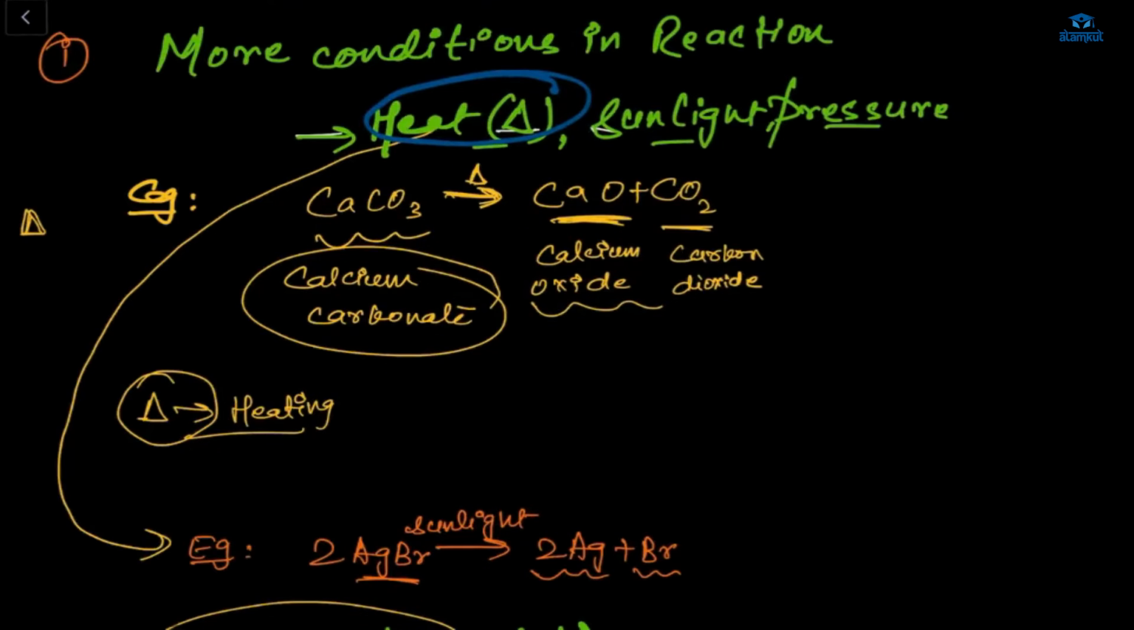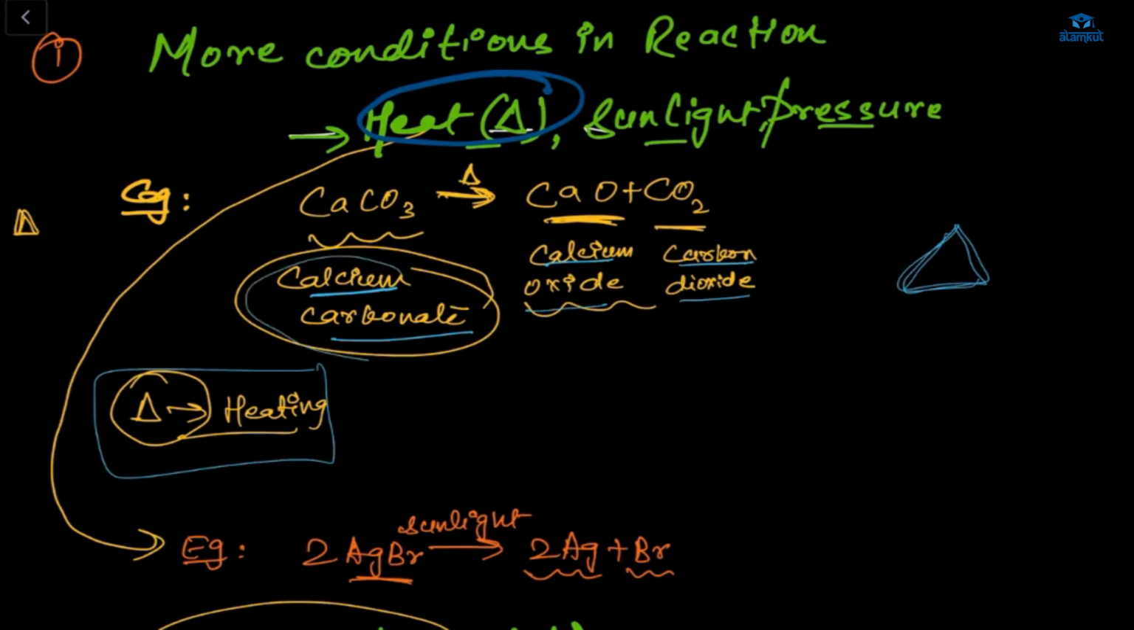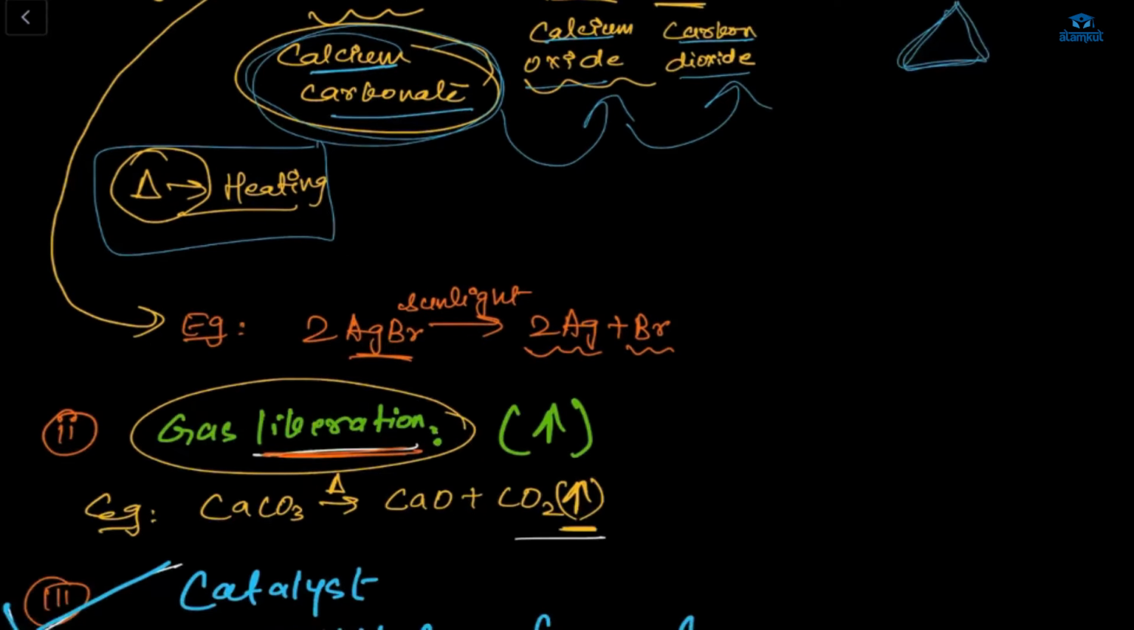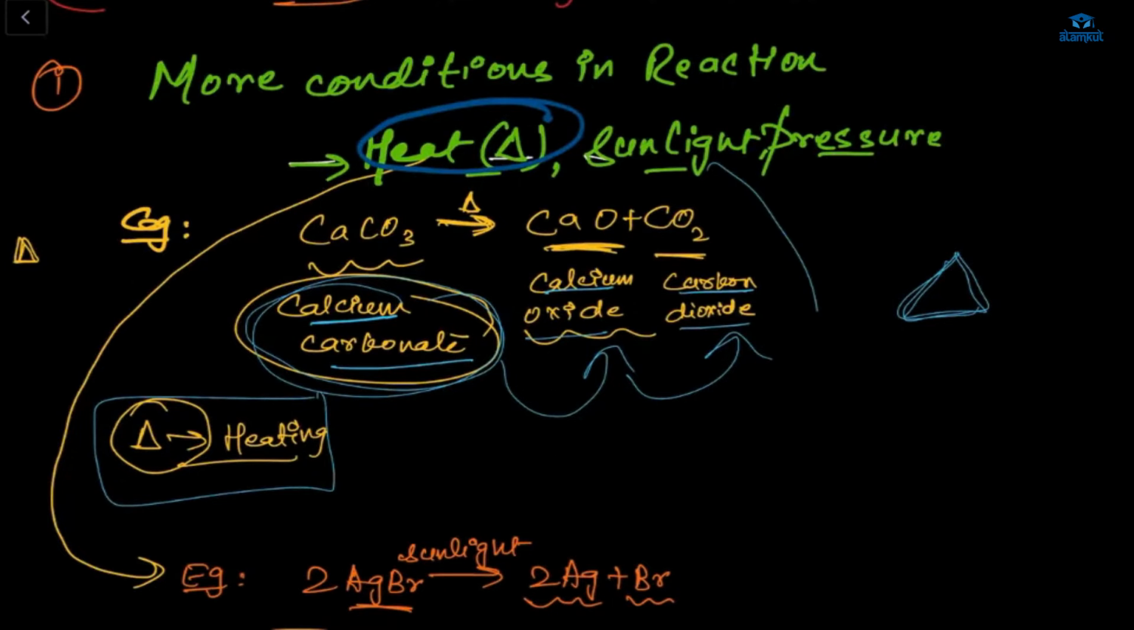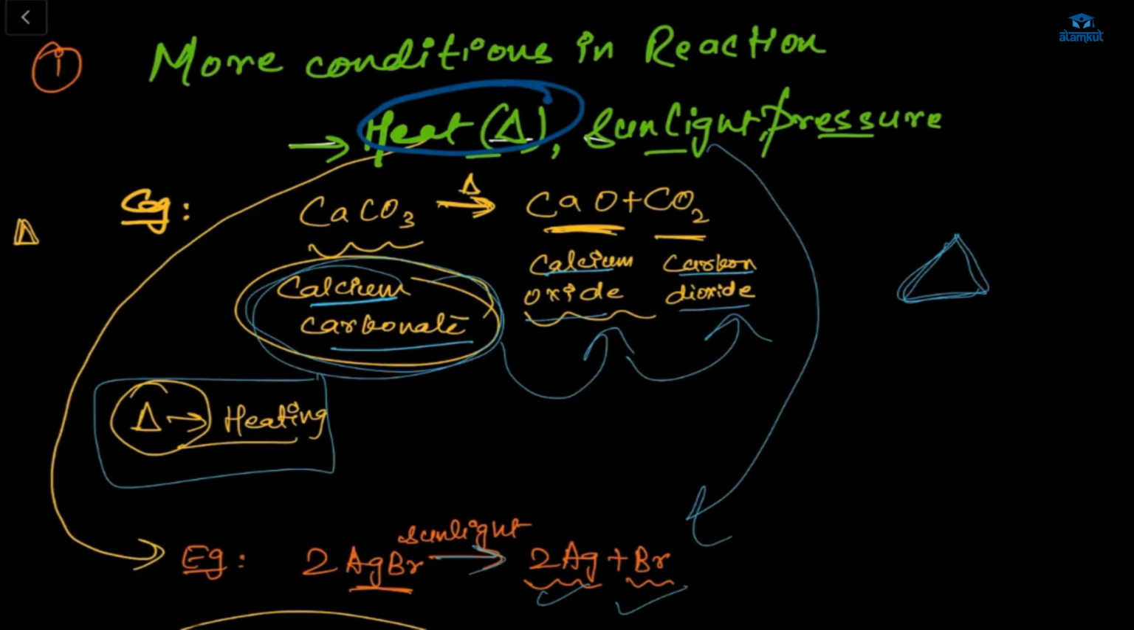See, if we heat calcium carbonate, we will get calcium oxide plus carbon dioxide. The symbol of heat is this delta. This delta is called heating. If we are heating calcium carbonate, we will get calcium oxide plus carbon dioxide. Same as here for sunlight, I'm taking 2 AgBr. If we are giving sunlight, then it will be 2 Ag plus Br2, right? Next, more conditions in chemical reactions will be 3: heat, sunlight, and pressure.